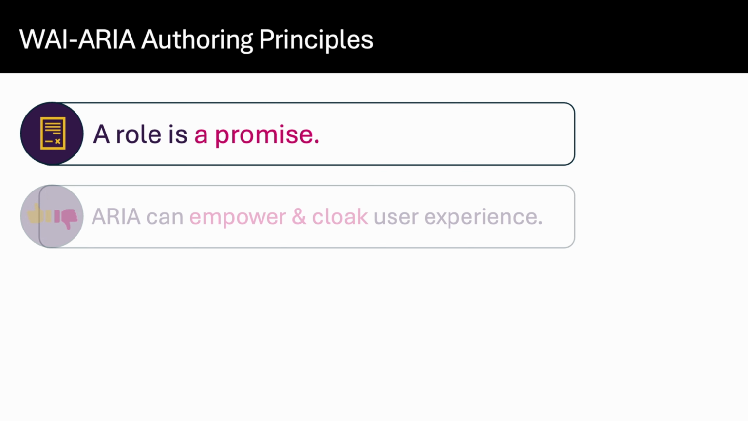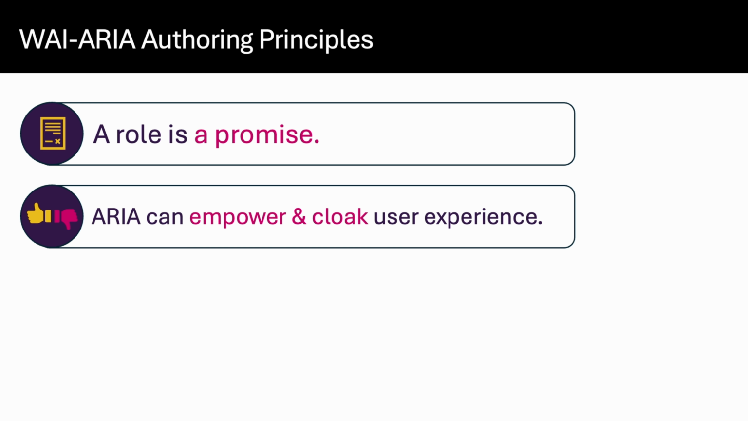ARIA can empower the user experience by making custom components understandable. But ARIA can also clog the user experience by making something appear accessible when the behavior is still broken. That is why we do not judge ARIA by the attribute alone. We judge it by the complete user experience. ARIA can make a broken component sound accessible, but it cannot make it usable.